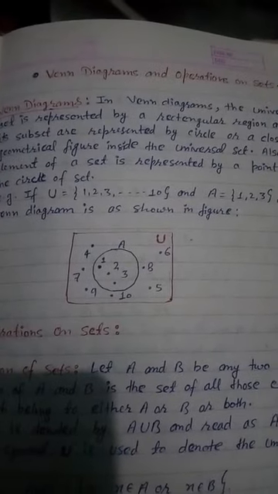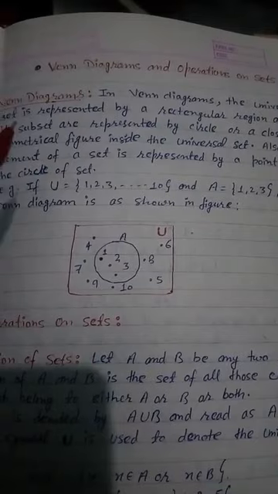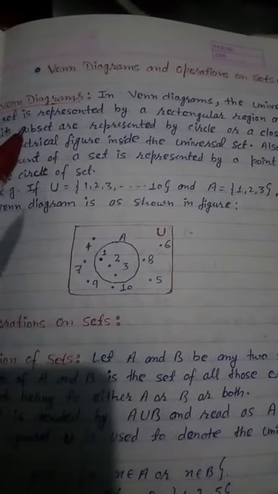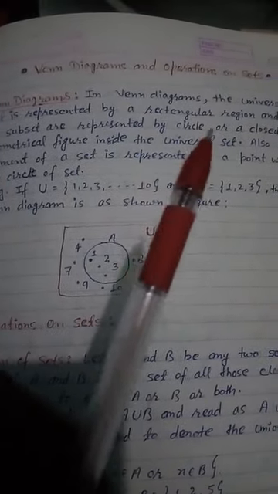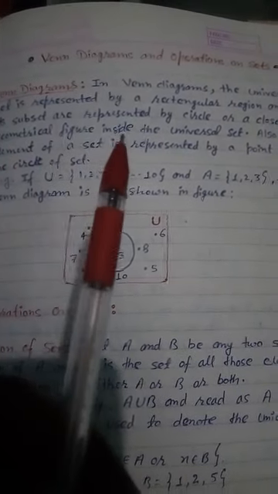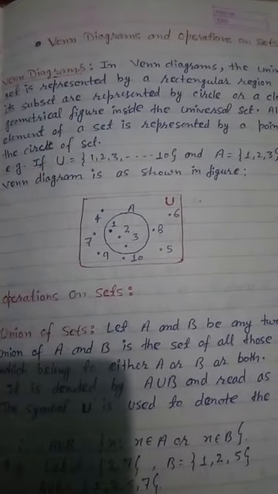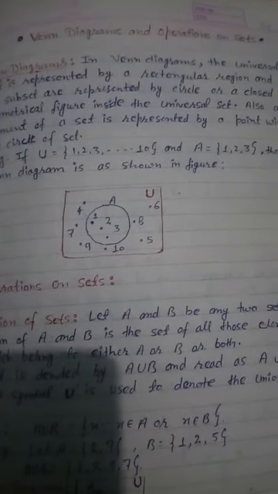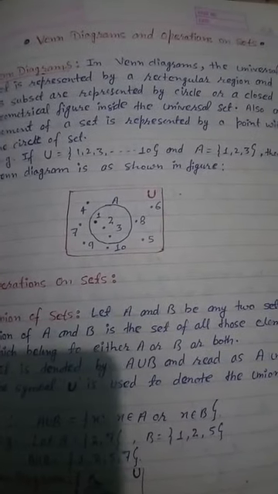Our fourth topic of the first chapter, class 11th, is the Venn diagram. In a Venn diagram, the universal set is represented by a rectangular region and its subsets are represented by circles or closed geometrical figures inside the universal set. Also, an element of a set is represented by a point within the circle.